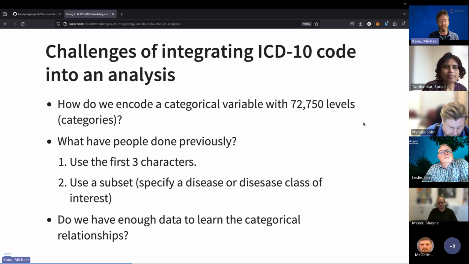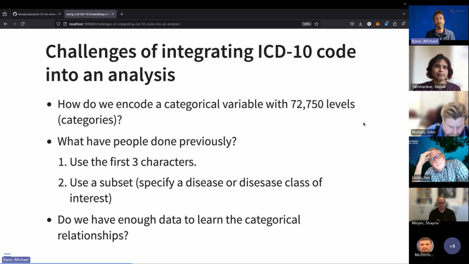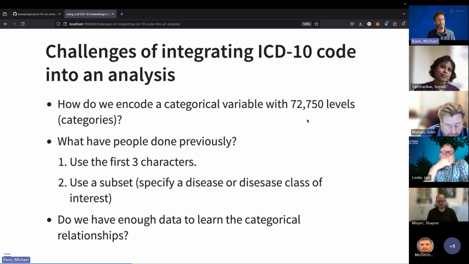People have done this in the past, right? If you look in the literature for what people have done, they'll use the first three characters. In that case, because we're talking about a letter and then two numbers, you're talking about a little over 2,000 variables. So we've decreased it by about an order of magnitude, which is pretty good. And then for a lot of the studies, what people also do is say, well, I don't need all of the ICD-10 codes. Let me just look at this specific set of patients and incidences with specific ICD-10 codes.